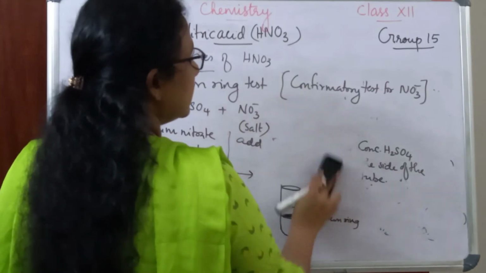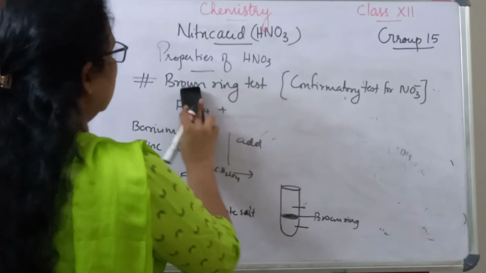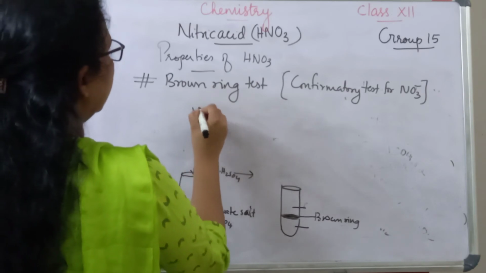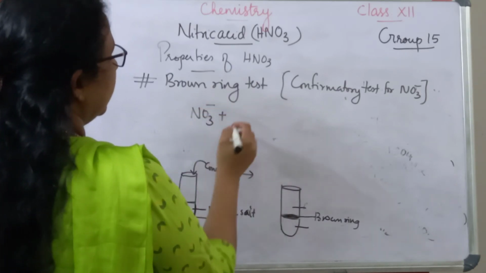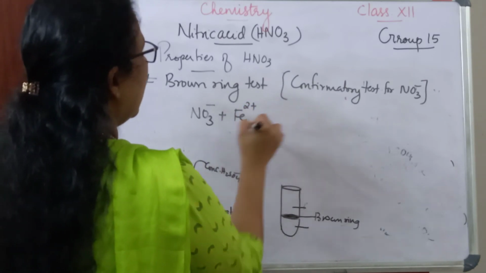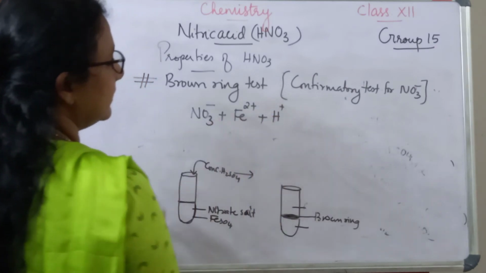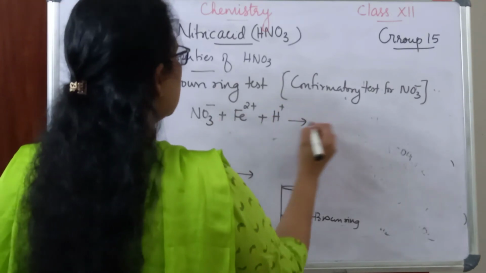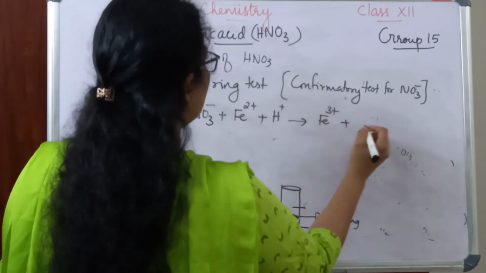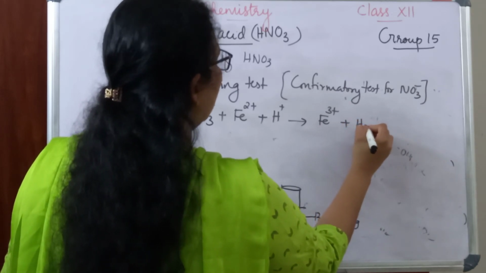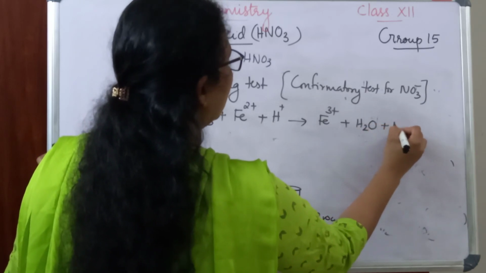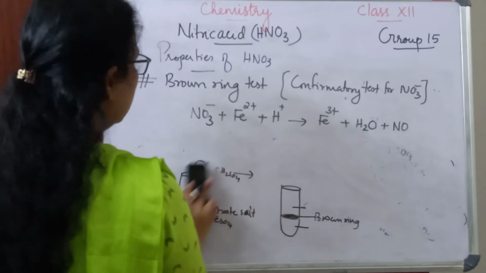So actually the reaction is: nitrate salt contains NO3 minus, ferrous sulfate contains Fe2 plus, and H plus comes from the acid, that is concentrated sulfuric acid. First of all, it forms Fe3 plus, there is oxidation, then H2O plus NO. So this is the first step.